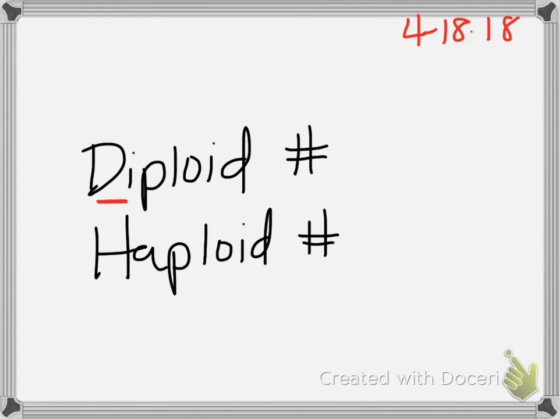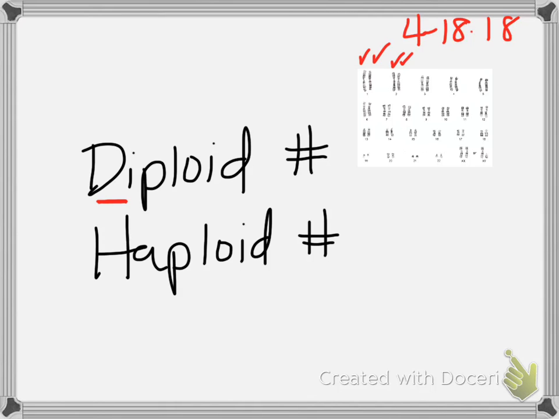So let's look at that karyotype. Notice that in this karyotype, there are 2 chromosomes in each pair. Chromosome 1, 1, 2. Chromosome 2, 1, 2. Chromosome 3, 1, 2. This is a diploid. This is a set of chromosomes from a diploid cell. They've got 2 of each pair. So the human diploid number then is 46.